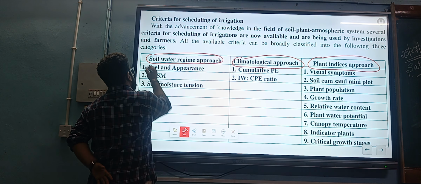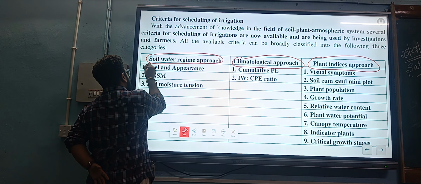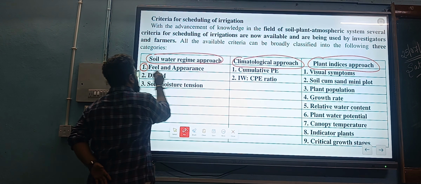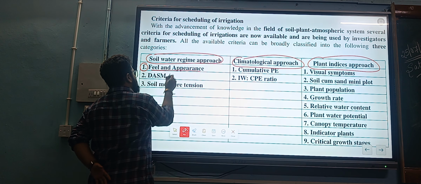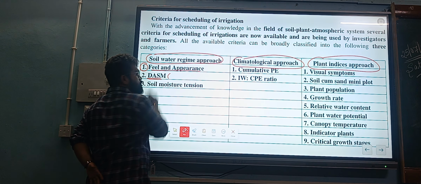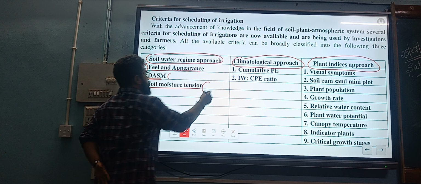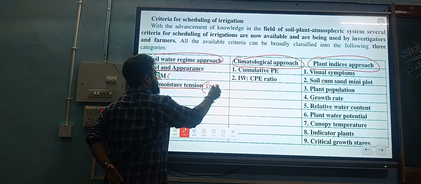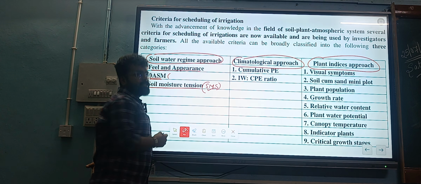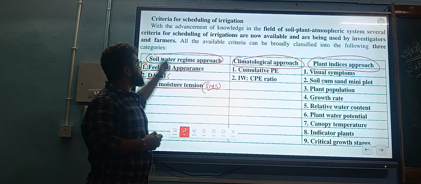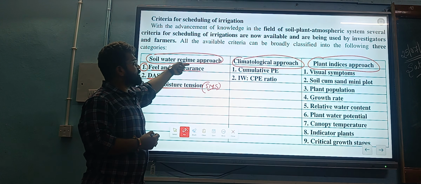The first approach is the soil water regime approach. In that we have, first, the feel and appearance method. The next is depletion of available soil moisture, and third is soil moisture tension or soil moisture suction. These three methods come under the soil moisture regime approach.